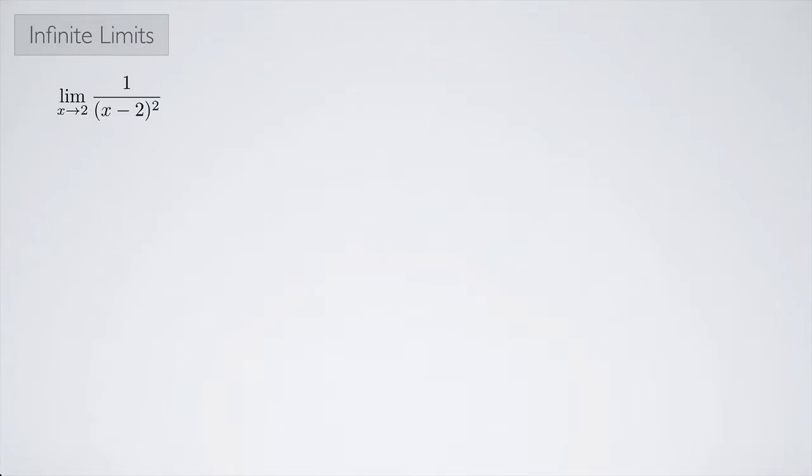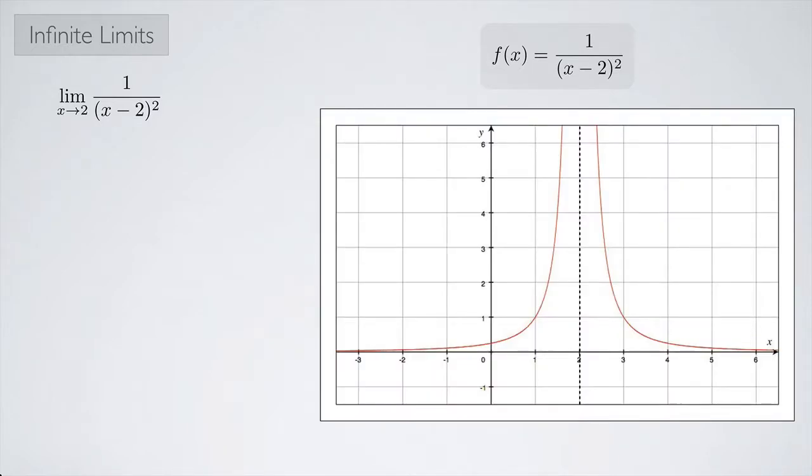Consider the limit as x approaches 2 of 1 over (x minus 2) squared. So I can graph the function f of x equals 1 over (x minus 2) squared, and it looks something like this. And what you'll notice is there's an asymptote at 2. So the graph, as it gets closer and closer to 2 from either side, increases without bound, keeps going up and up and up. So this kind of limit is a little bit unusual. It doesn't appear to be approaching anything.